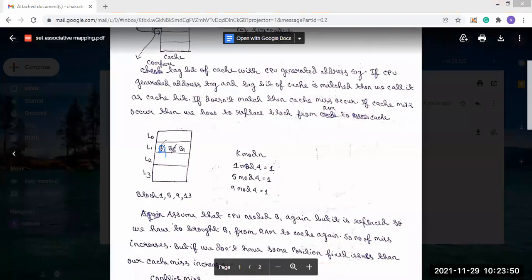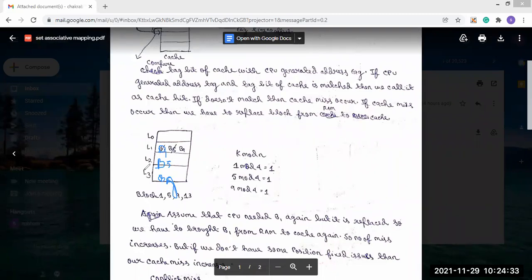So to place B5, we have to replace block number 1. But if there is no position fixed issue, and B5 came, we place B5 here, then B9 came, we place B9 here, and after that B1 is required again. At that time, when the CPU checks, the tag bits will match and it finds that B1 is present in the cache. So directly we can say cache hits increase, but there is a position fixed issue.